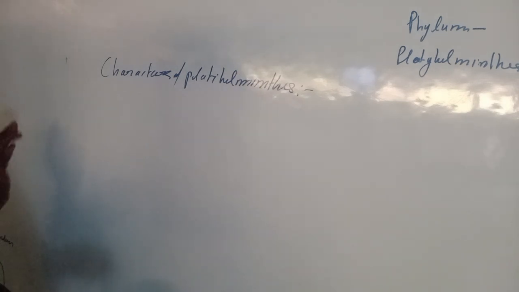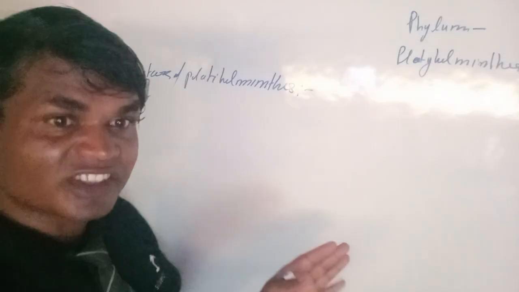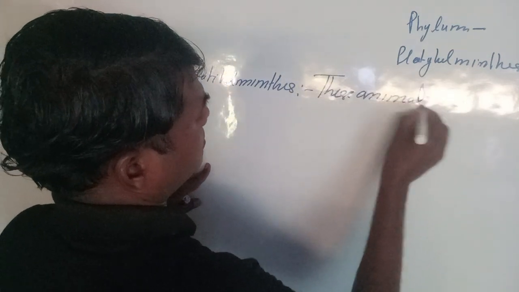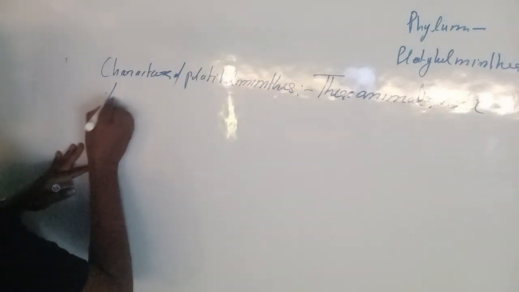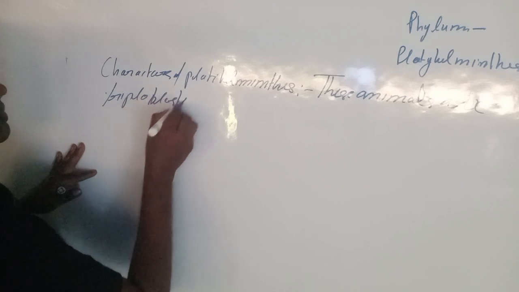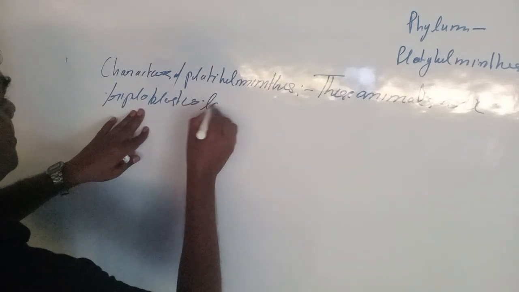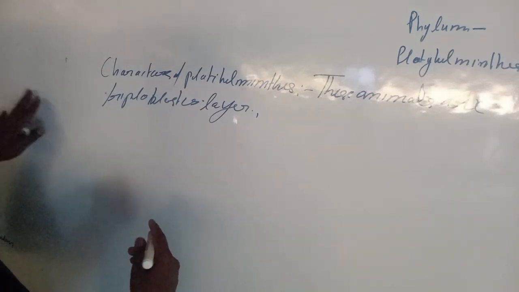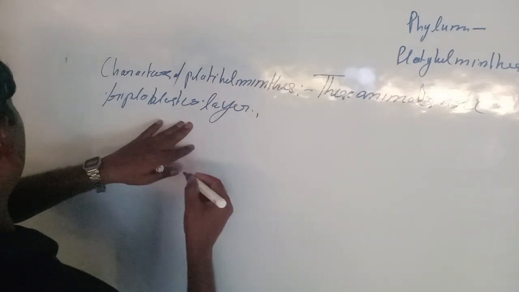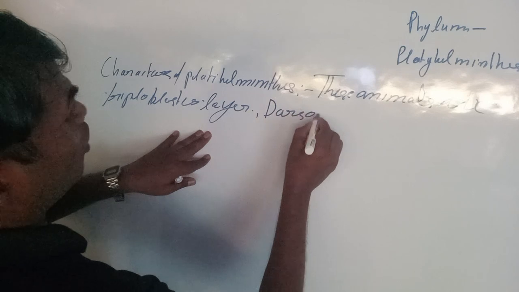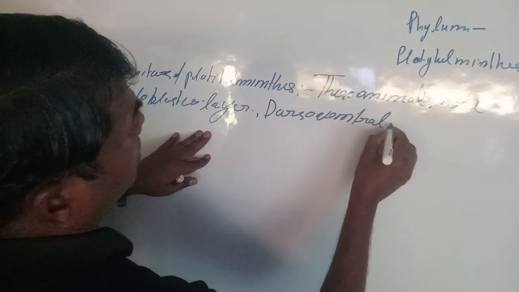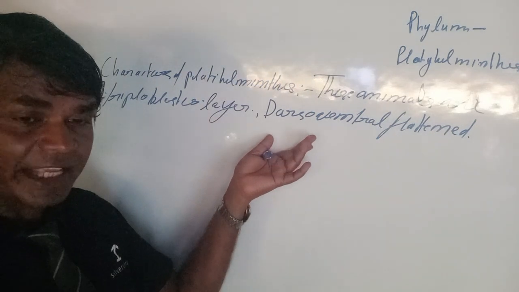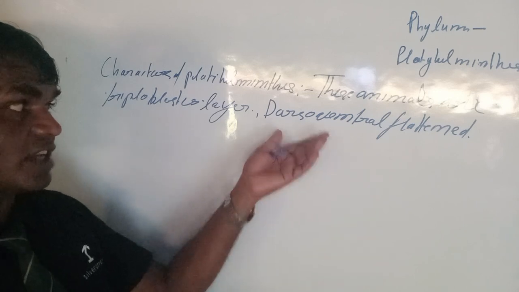First of all, these animals are triploblastic, which means the body is differentiated into three layers. Now the second feature: the animals are triploblastic and dorsoventrally flattened, which means the body is flattened from the back to the abdominal side, which is why it is said to be dorsoventrally flattened.